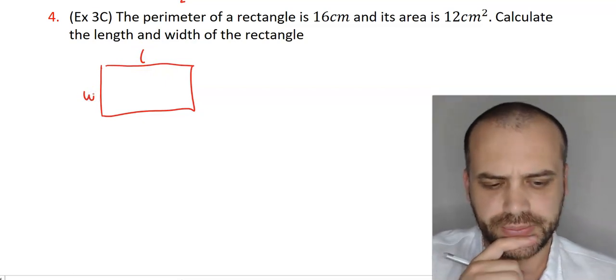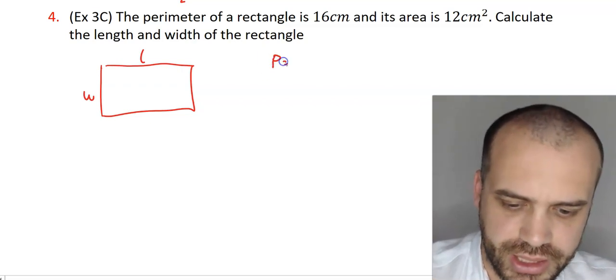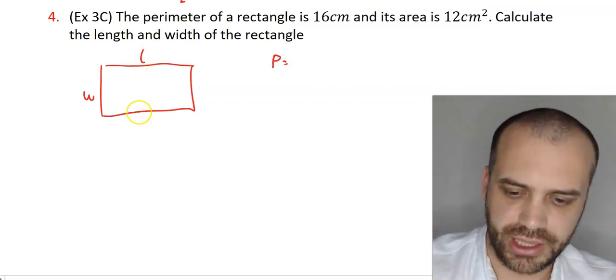Okay, now we need to come up with some equations here. We know that perimeter is equal to length plus width plus length plus width.